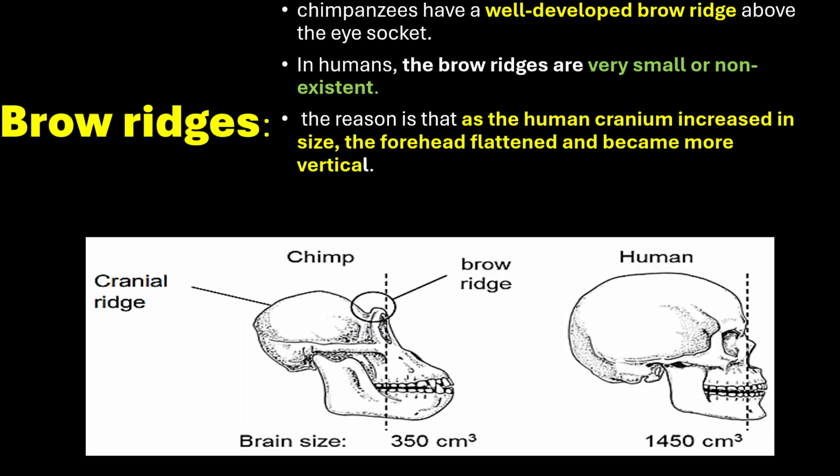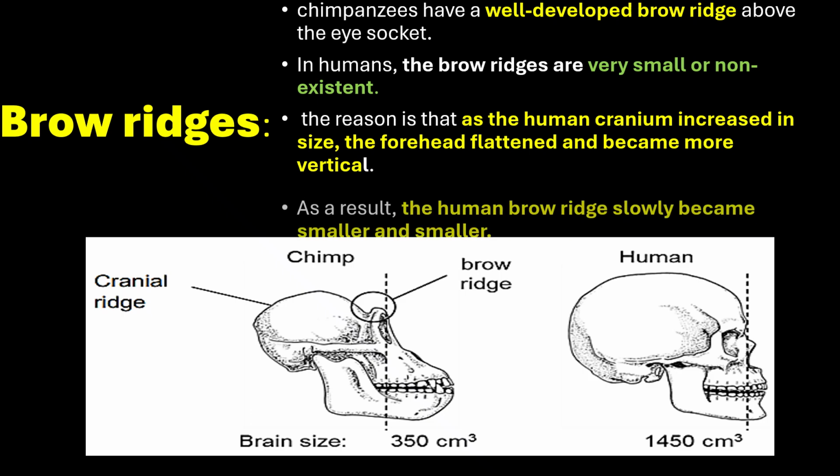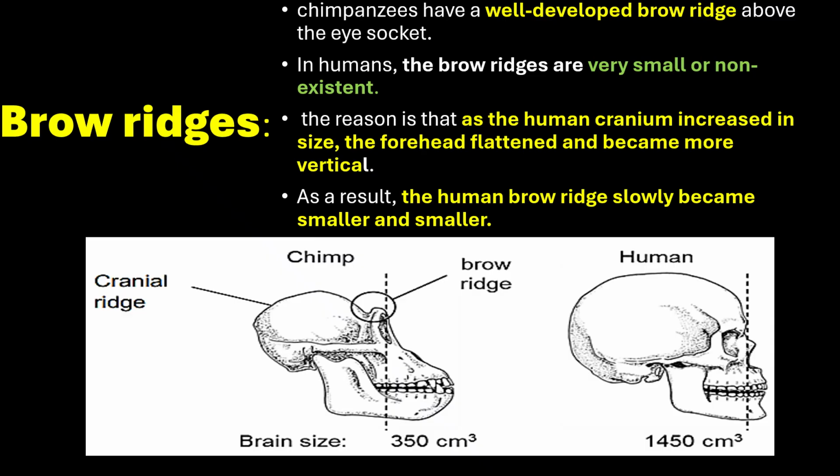And what is the reason? The reason is that as humans' cranium increased in size, the forehead flattened and became more vertical. As a result, the human brow ridge slowly became smaller and smaller. So that's the reason why we don't have brow ridge. So this is the explanatory part. Chimpanzees have it, we don't have it. Why don't we have it? This is the explanation.